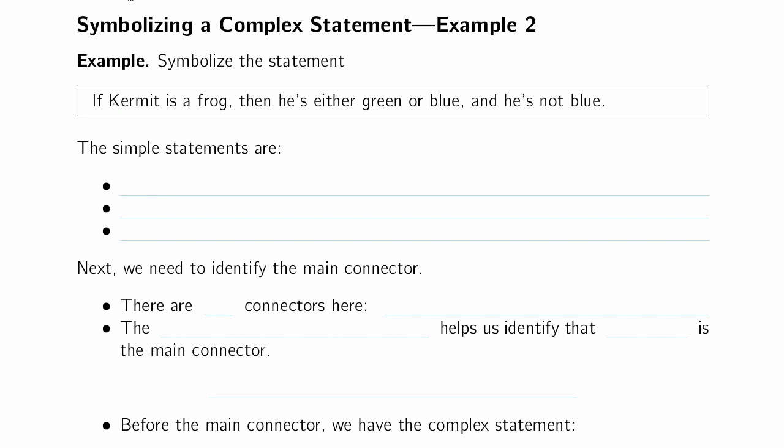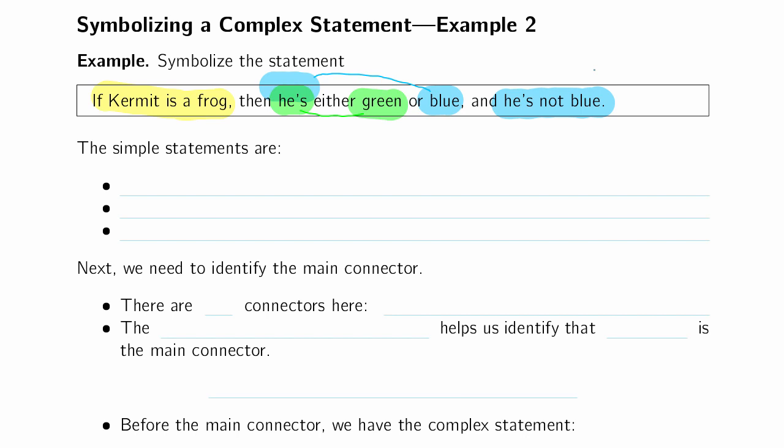So let's see. Kermit is a frog is one of our simple statements. That one's pretty straightforward. What else do we have here? Well, we have he's either green or blue. So he's green or he's blue. And either isn't part of our simple statements. He's green or he's blue. And then we have, and he's not blue. That's that he's blue simple statement again.